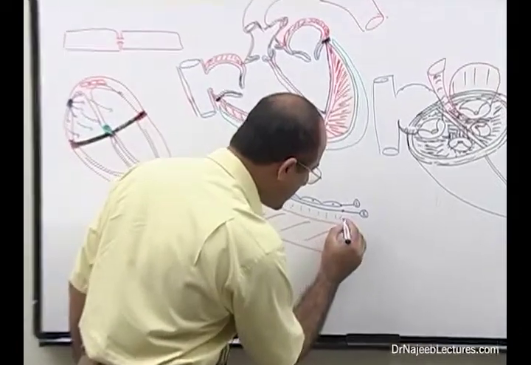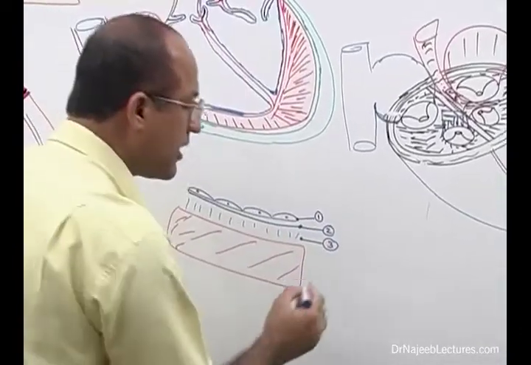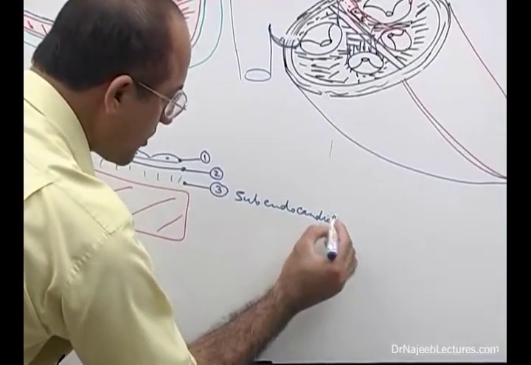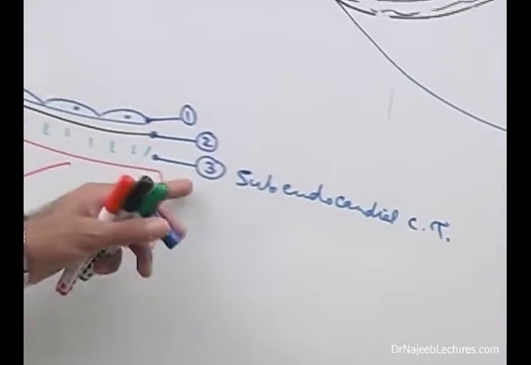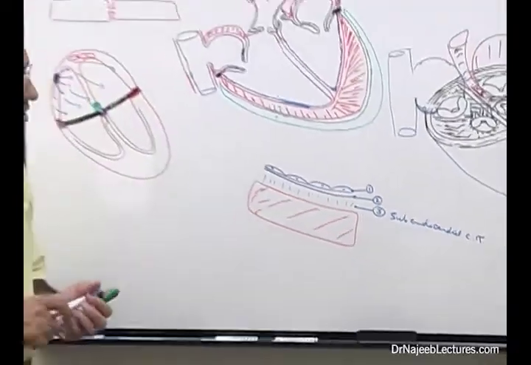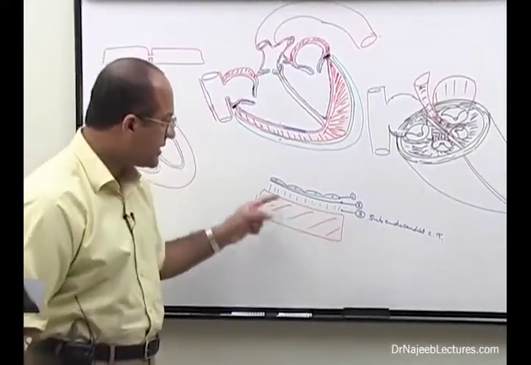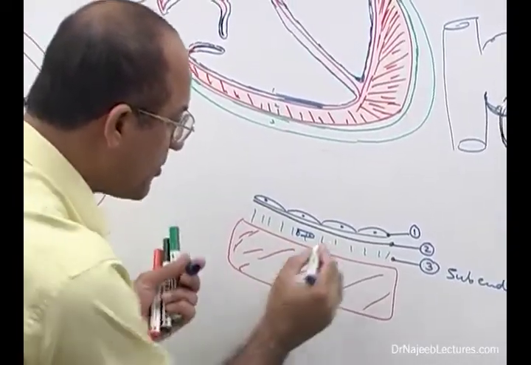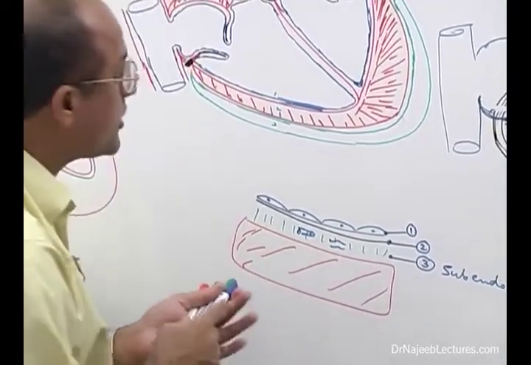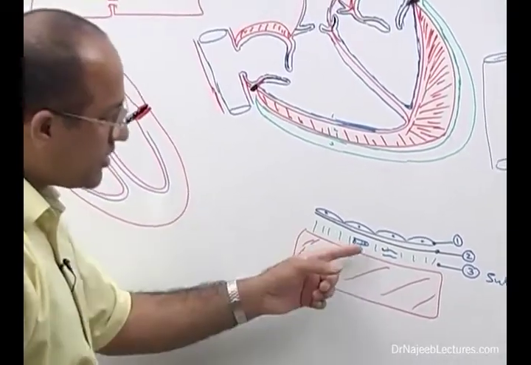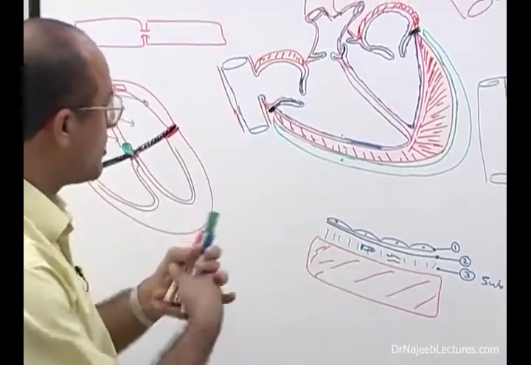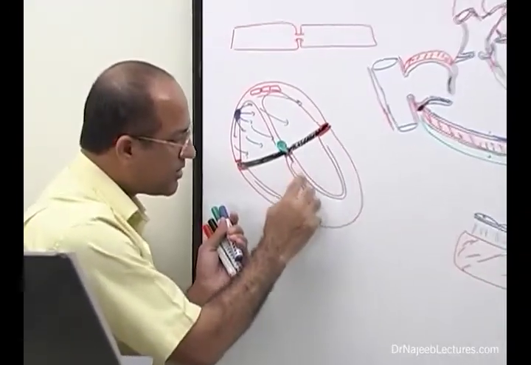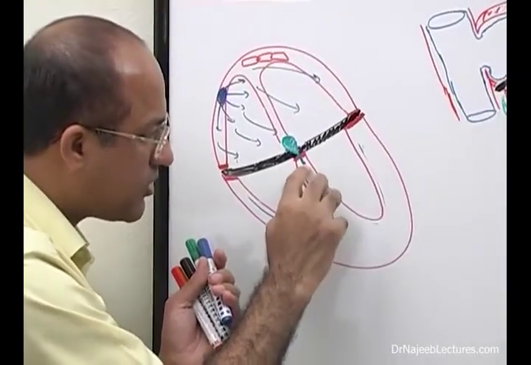Subendocardial connective tissue. This is very important. The special importance of subendocardial connective tissue is it has small veins and some nerves. But a very important point is that in this tissue, there is a special conduction system. You know, from the AV node, look here now. This was your specialized conduction system.